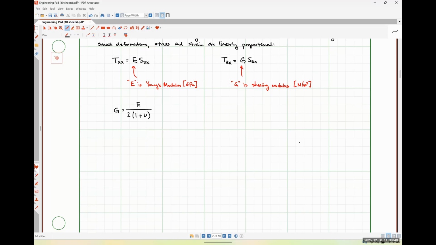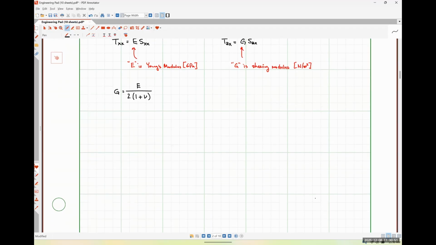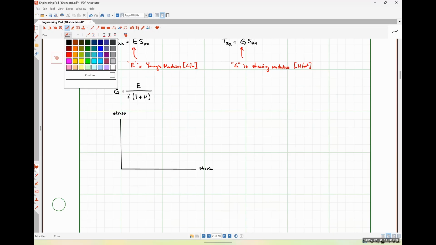Now I'm going to attempt to draw yet another poor graph, so I'll pre-apologize for this, to try to show how these are related to each other for an elastic material. So on this axis, I'm going to put strain, and on this axis, I'm going to put stress. And now I'm going to try to draw this picture, and then I'll talk my way through what these regions are.